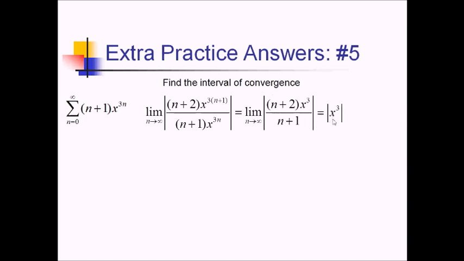So we have absolute value of x cubed, which we're going to set less than 1. So for our interval of convergence, we need to get x isolated. I can actually cube root both sides right away.